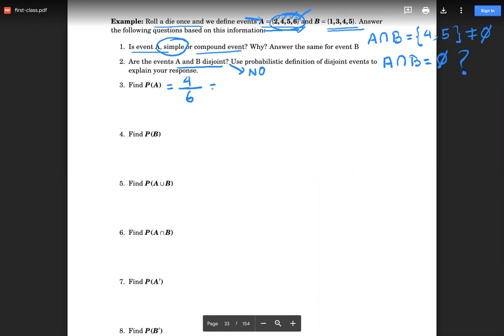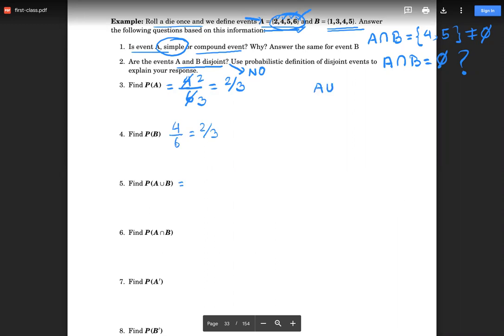So that's going to be 2 goes into 4 twice, 2 goes into 6 3 times. So it's 2/3. What is the probability of event B? Exactly the same way, 4 out of 6, which is 2/3. What is the probability of A union B?